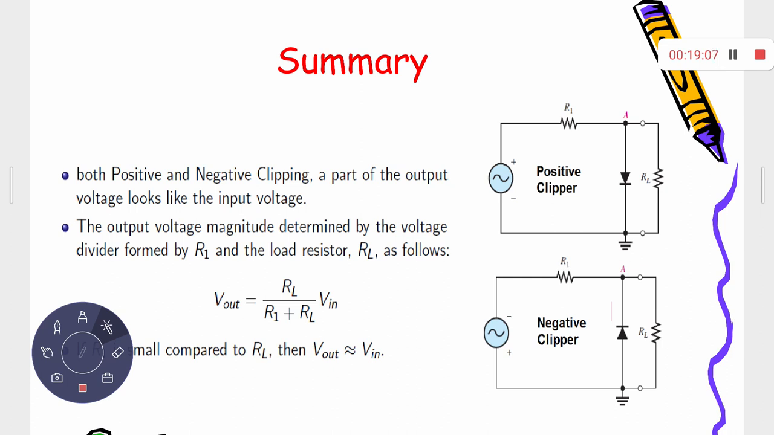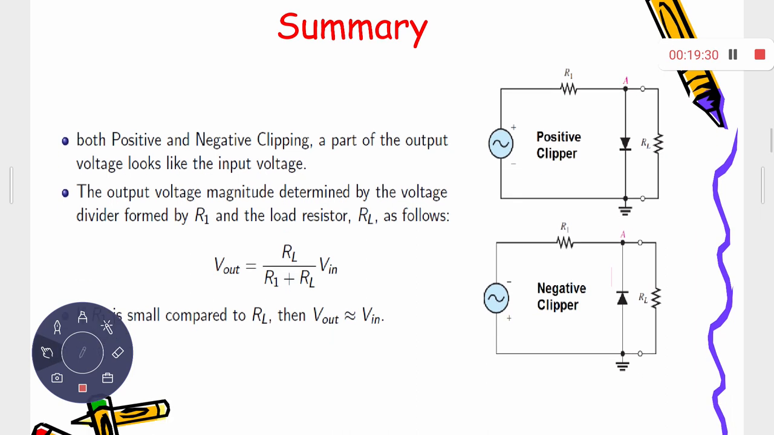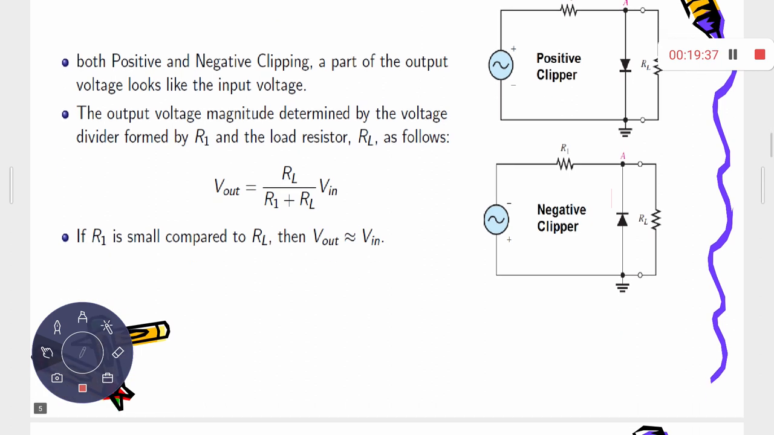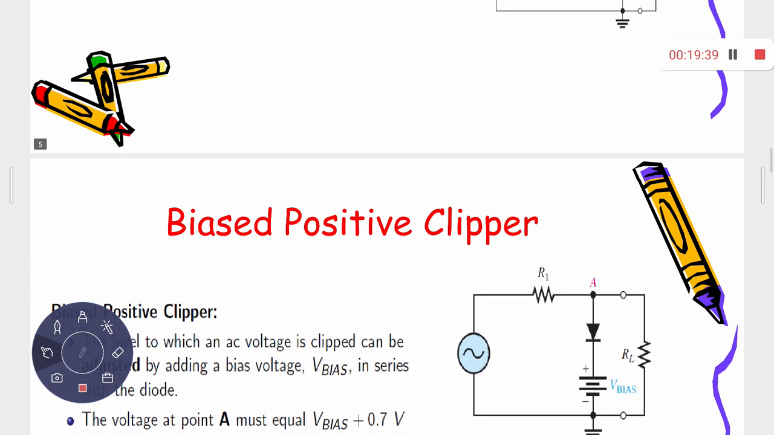And here, this one is the negative clipper circuit. Okay, and you can calculate the actual output. As I've already mentioned, this output is given by RL upon R1 plus RL times Vin. And if R1 is much, much less as compared to RL, then you can just neglect this one, and then your output and input voltage are almost the same. Okay, now let's add some voltage source in series with this diode, and let's see what happens. So it's known as a biased positive clipper.